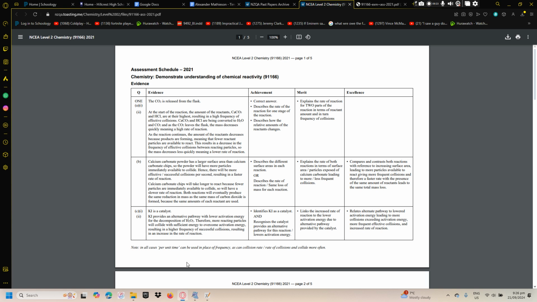This is quite a short answer. Powder will have a larger surface area than the chips, more particles immediately exposed, hence there will be more effective successful collisions per second. And then they've said the same thing here, right? It will take longer to react. Well, they literally said that there. They said the powder reacts faster, this reacts longer.